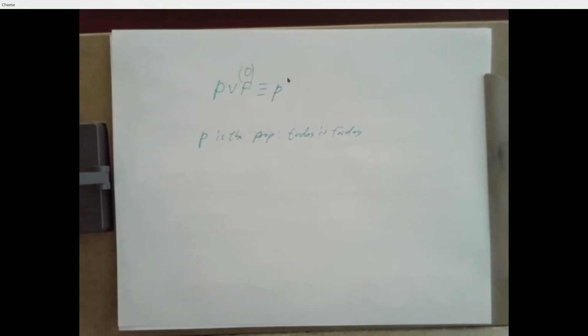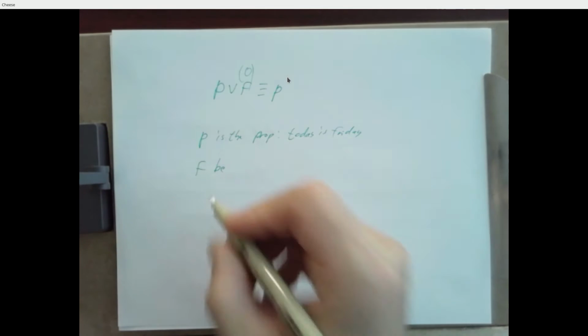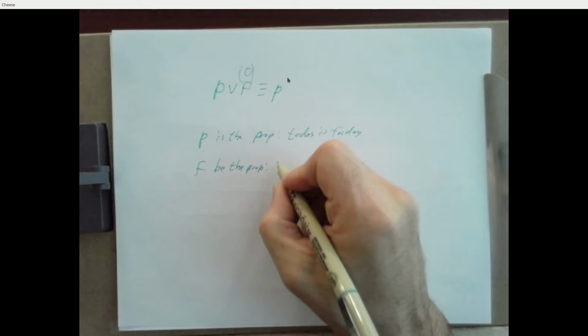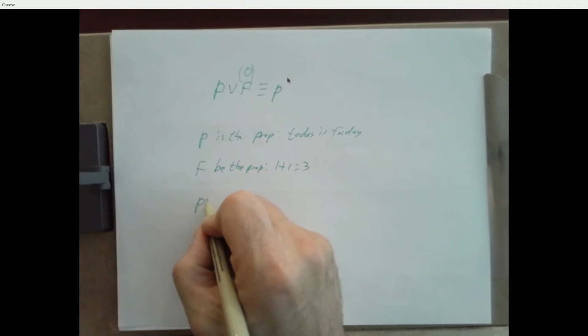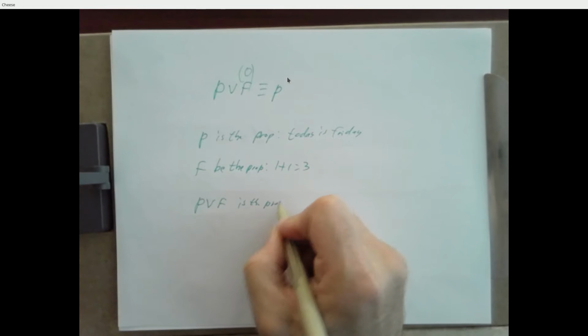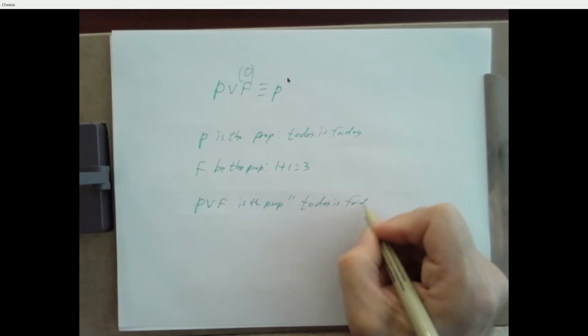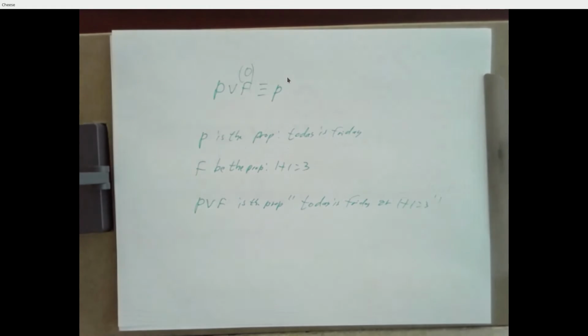And I'm going to actually make F a proposition that's false. Let F be the proposition 1 plus 1 equals 3, which is equivalent to false. So P or F is the proposition, today is Friday, or 1 plus 1 equals 3. And is that proposition true or false? It's true, right?